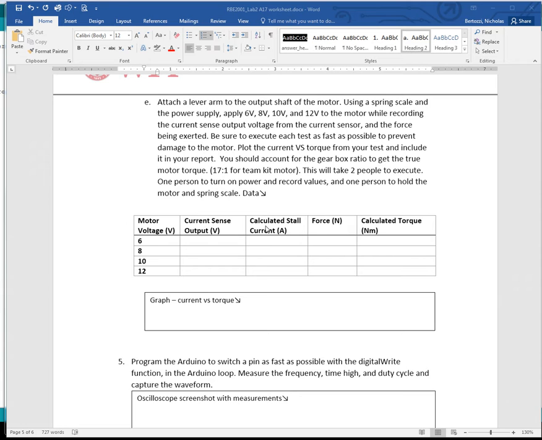You have to, of course, divide by the gain to get the actual voltage across the 0.5 ohm resistor, and then you'll be able to calculate the current, and you'll have the force from the scale, and you'll be able to then calculate the torque and graph current versus torque.